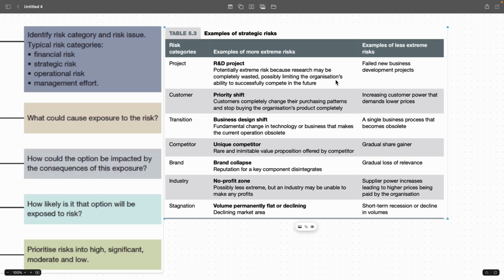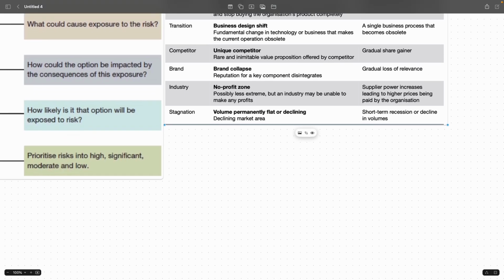Okay? Then you have so no profit zone. Supplier power increasing, leading to higher prices. Stagnation, volume permanently flat, declining, or it becomes a decline market area, or short-term recession only. So you need to understand where you are in strategic risk. Which strategic risks are important for you? Got it? Then you have to think about what is the possible consequences of the whole thing.